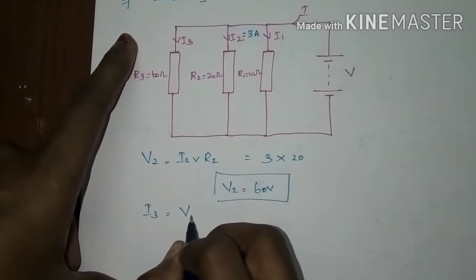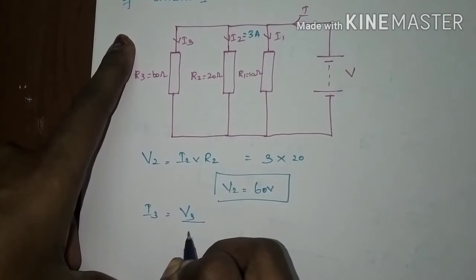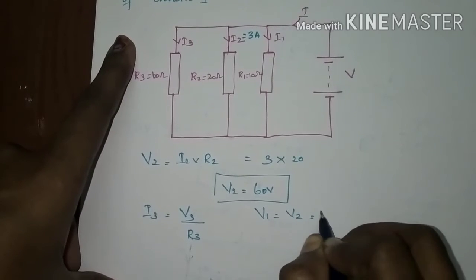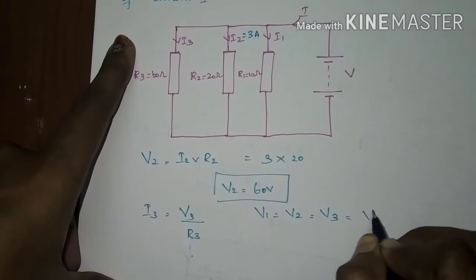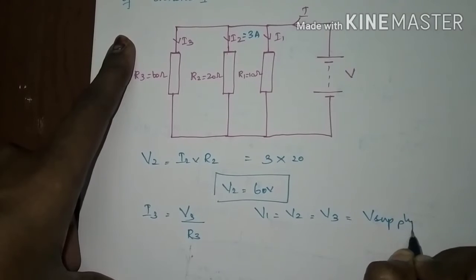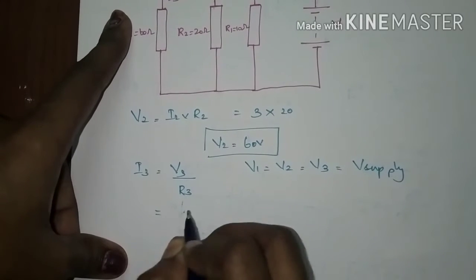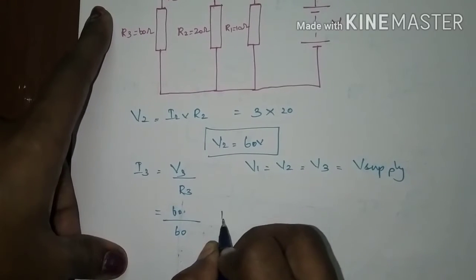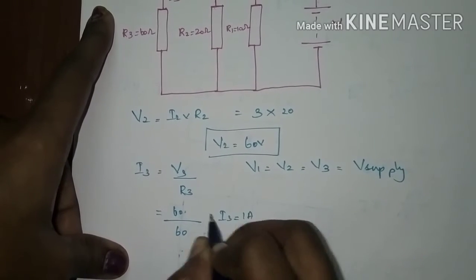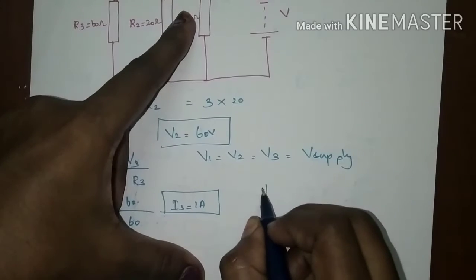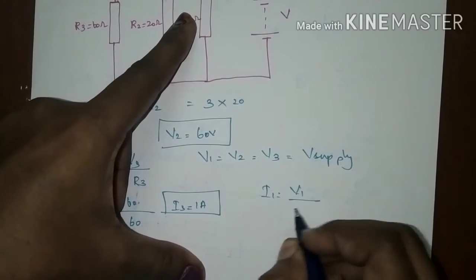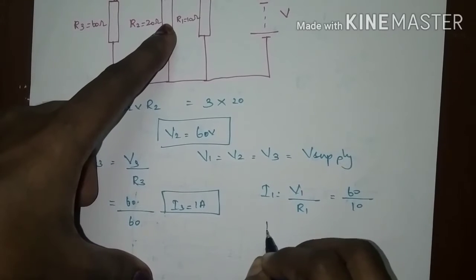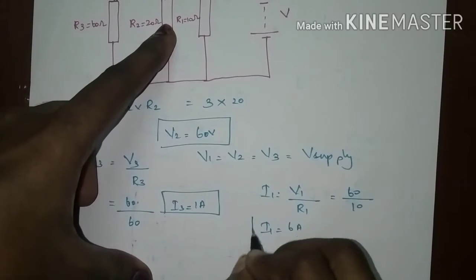I3 is equal to V3 divided by R3. We know that V1 is equal to V2, equal to V3, equal to V supply in a parallel network. So all the voltages are the same in a parallel network. So 60 divided by R3, which is 60. So I3 current is 1 ampere. And find the value of I1. I1 is equal to V1 divided by R1. 60 divided by 10. So I1 is equal to 6 ampere.